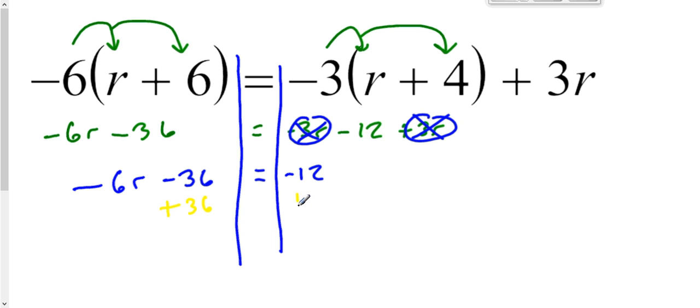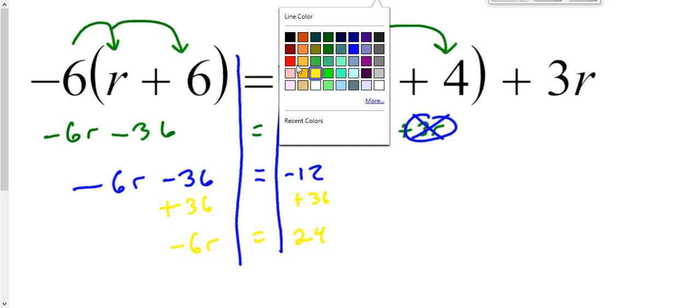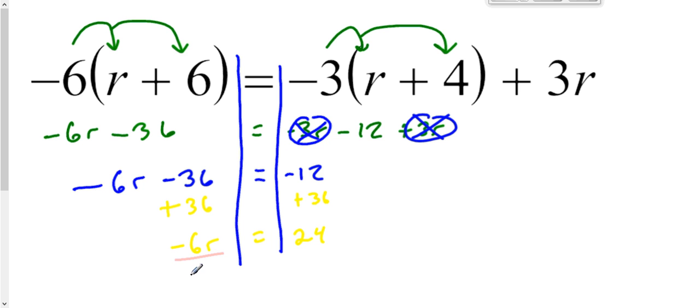I'm going to add 36 to both sides. I get a positive 24. Let's do color. Let's go pink. Divide everybody by a negative 6. R is negative 4.